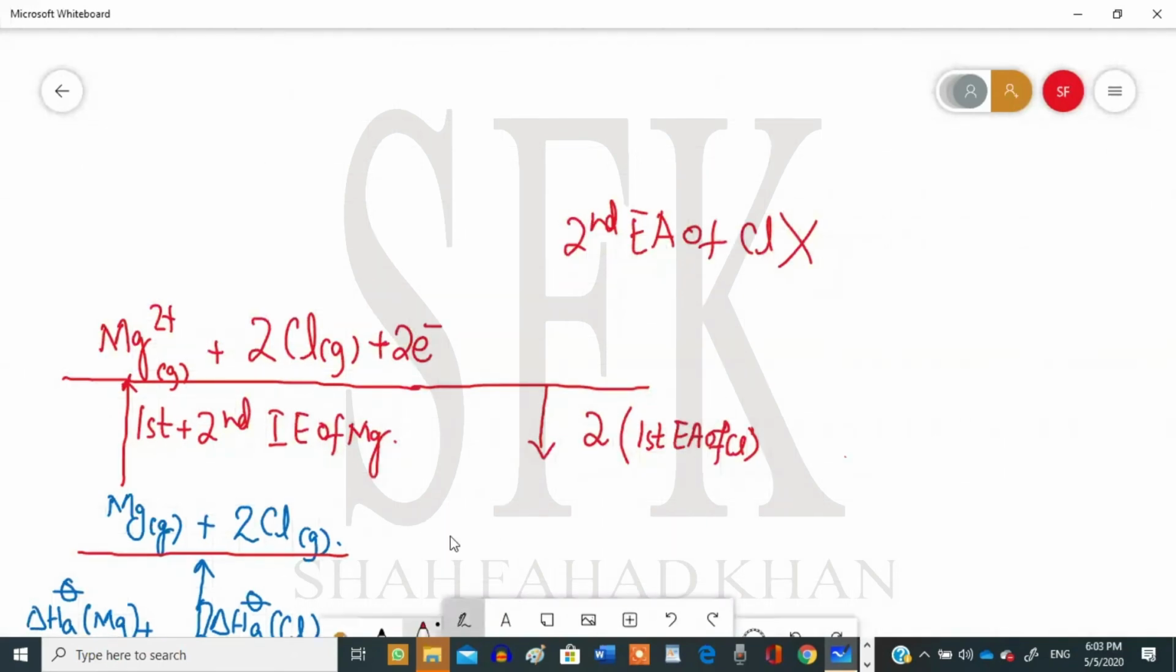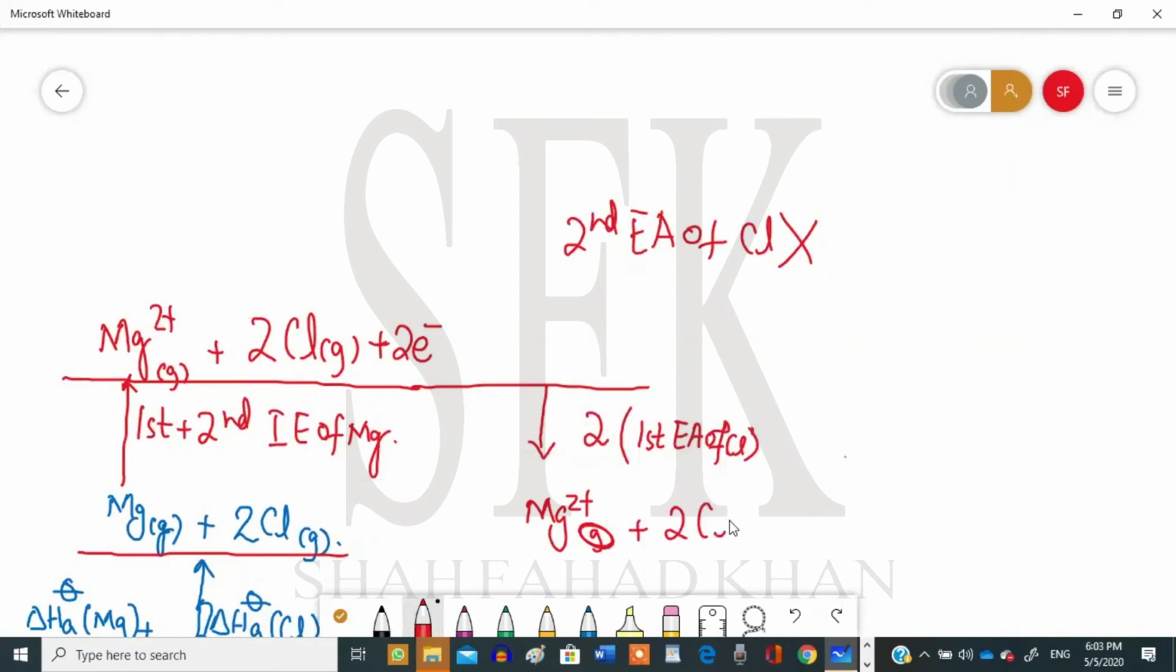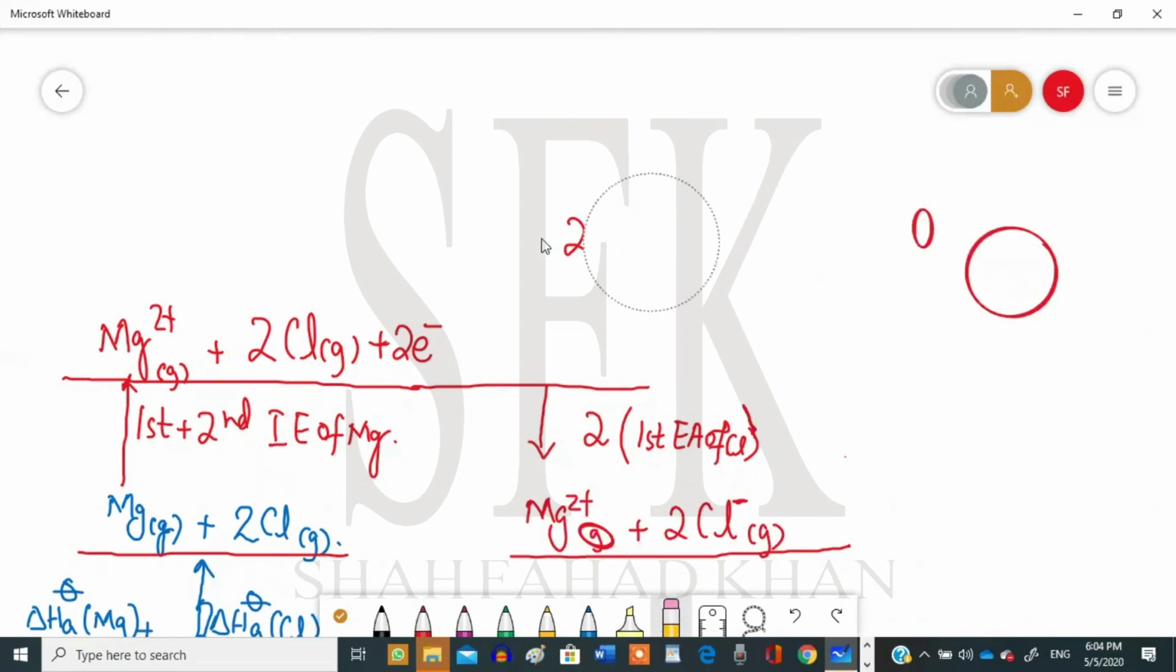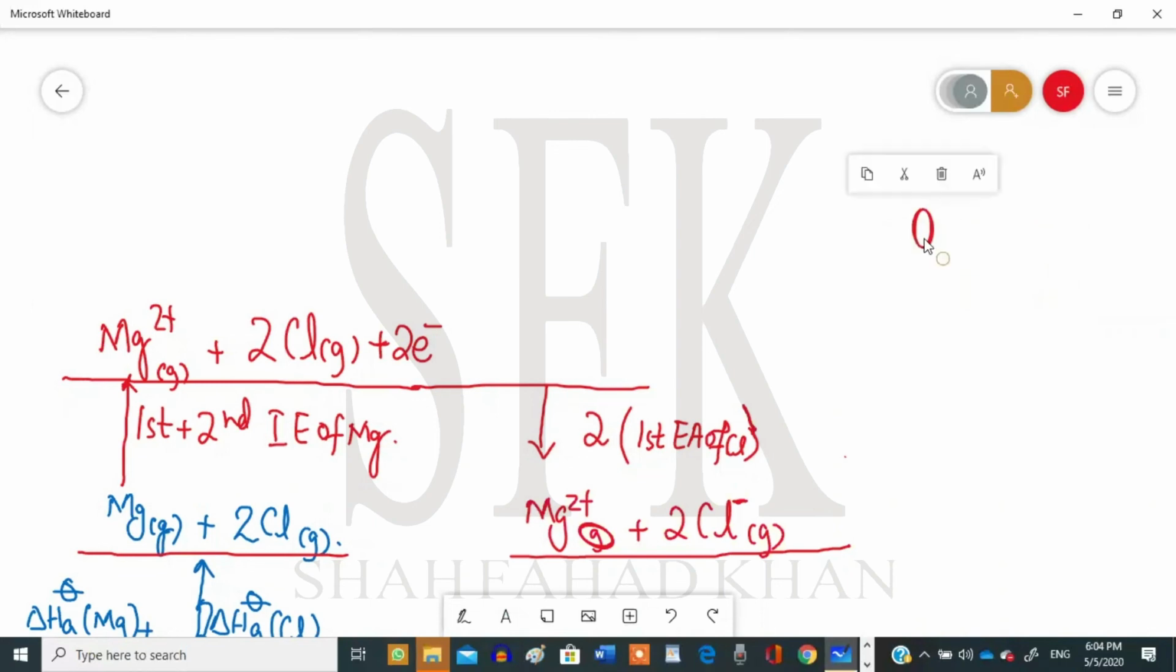Two electrons gained by two chlorine atoms will form two chloride ions, right? Magnesium 2 positive ions in the gaseous form, and two chloride ions in the gaseous form. So you've gotten two chloride ions, so that's why this is going to be twice the electron affinity of chlorine, because each chlorine atom will form one chloride ion. It would have been the second electron affinity of chlorine if chlorine had gotten a charge of -2, but that isn't the case here. Since chlorine has a charge of -1, this is twice the electron affinity of chlorine. So this remains exothermic, this is not endothermic, okay?